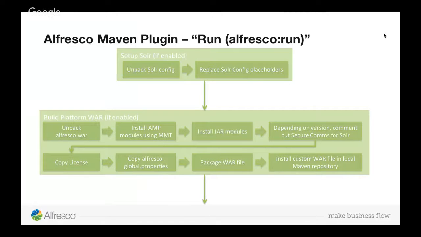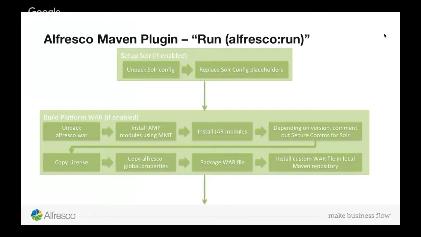So I wanted to go through a little bit on what it actually does behind the scenes. When you do Alfresco run, the first thing it will do is check if Solr is enabled. Then we need to unpack the Solr config and do some replacements. It needs to do some replacements around secure comms, so the certificates and everything, which is completely different on 4.2, 5.0, and 5.1. It's completely different packaging, and the files are in different locations. So that's a bit messy.